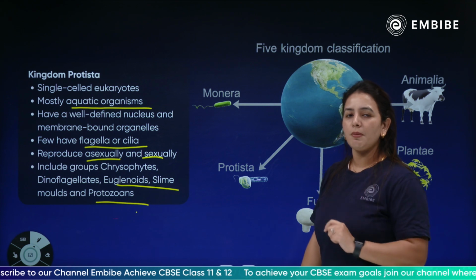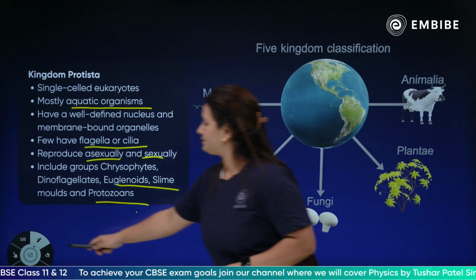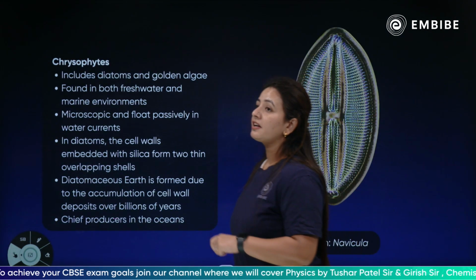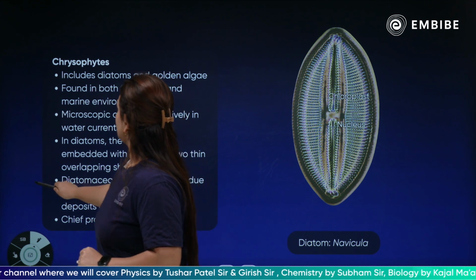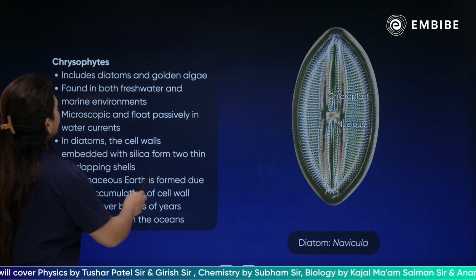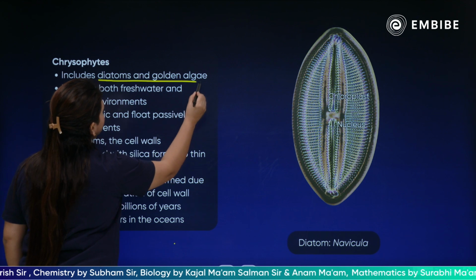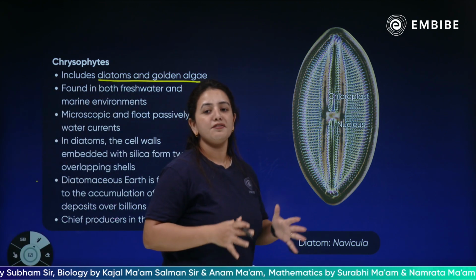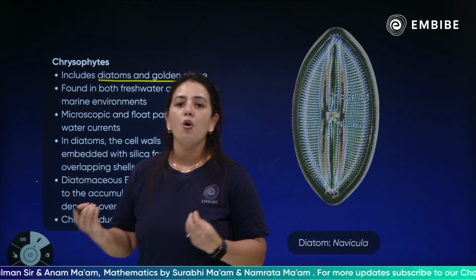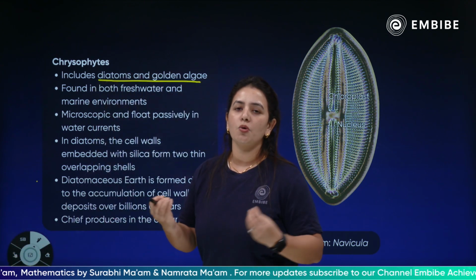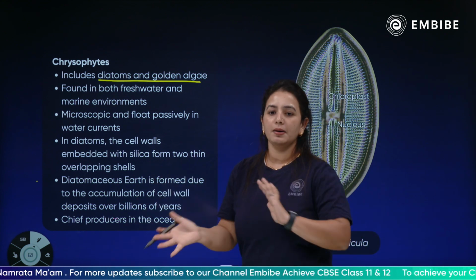Moving forward, discussing more about the different groups existing in the protista, the very first thing we are going to discuss is the chrysophytes. What are the chrysophytes? The chrysophytes, children, include the diatoms and the golden algae. They are found in freshwater and of course marine environments. What are the freshwater bodies? You know, the rivers and ponds are all freshwater bodies, and of course the seas and the oceans are the marine habitats. So the chrysophytes are present in freshwater as well as marine environments.